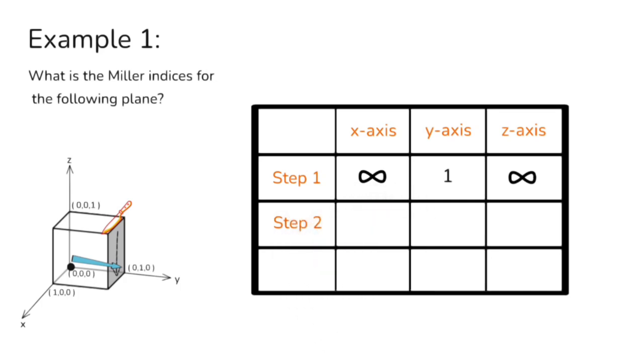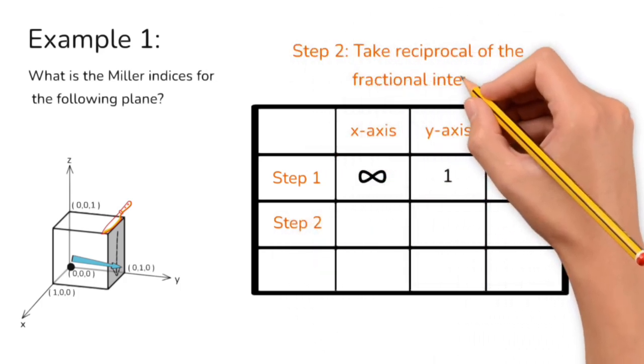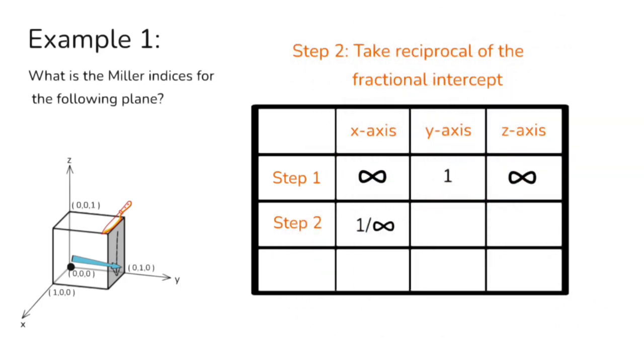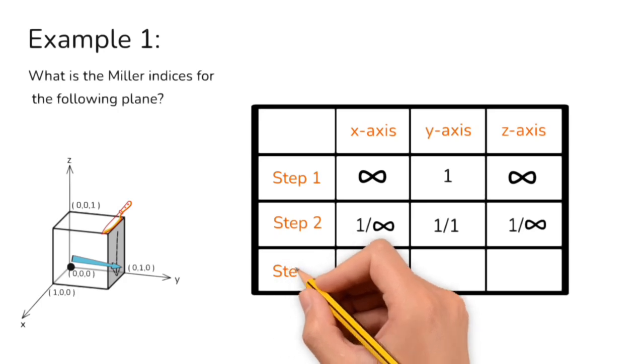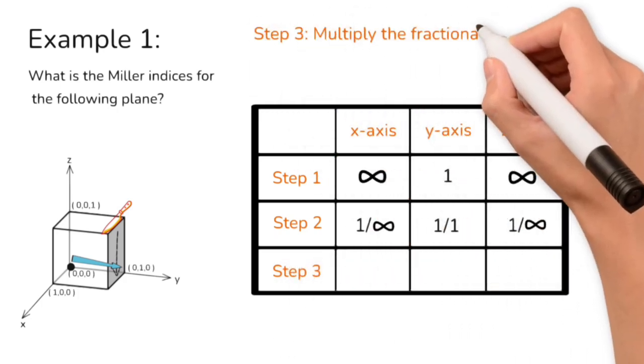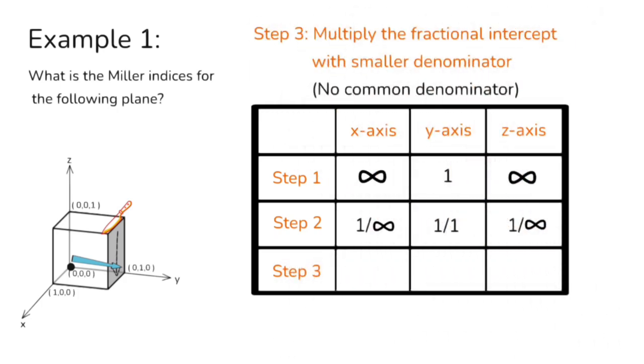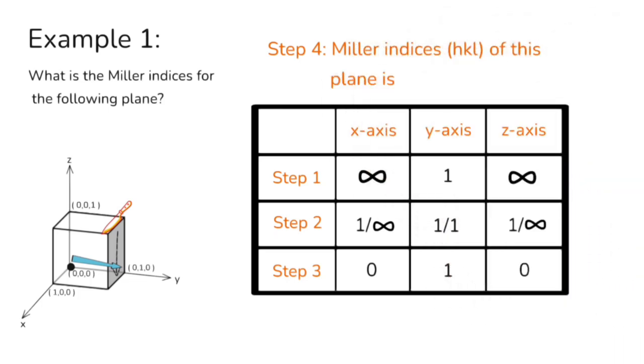Step 2. Take the reciprocal of the fractional intercepts, which is x-axis equal to 1 over infinity, y-axis equal to 1 over 1, and z-axis equal to 1 over infinity. Step 3. Multiply the fractional intercepts by the smallest denominator, but there is no common denominator. So, x-axis equals 0, y-axis equals 1, and z-axis equals 0. Step 4. Miller indices of this plane are 0, 1, 0. Remember, no need for commas in separating values of Miller indices.